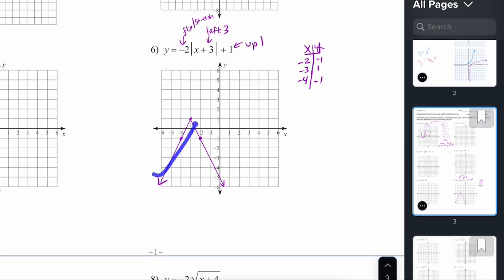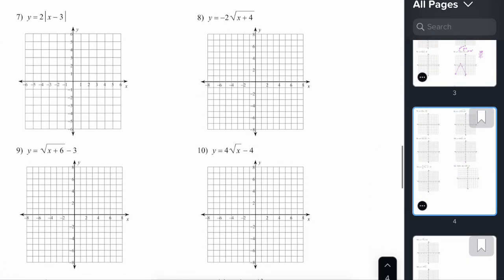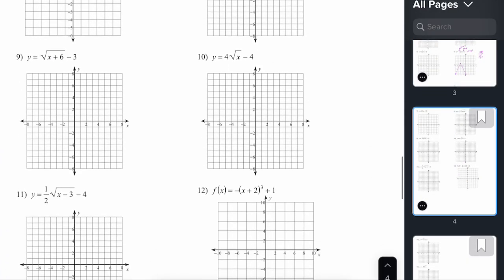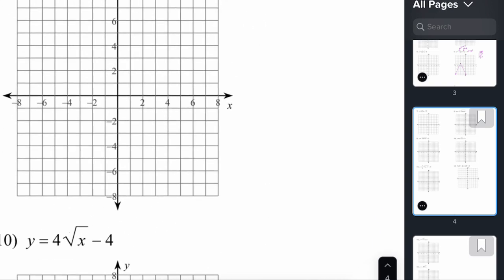So if that helps you with that, then we're able to answer all those questions. You know, it is increasing till an x value of -3, and then it is decreasing, and so on and so on. 8, 9, and 10 and 11. Those are our square root functions. Let's do number 8.